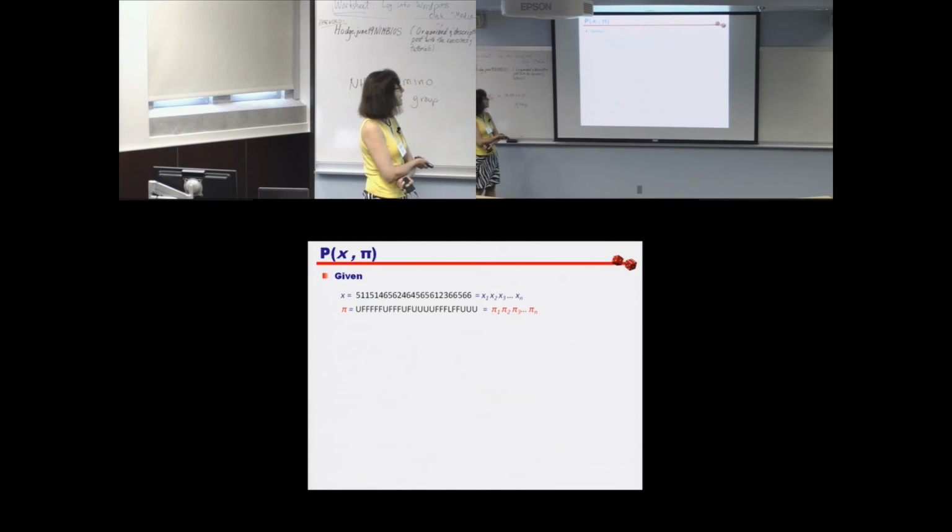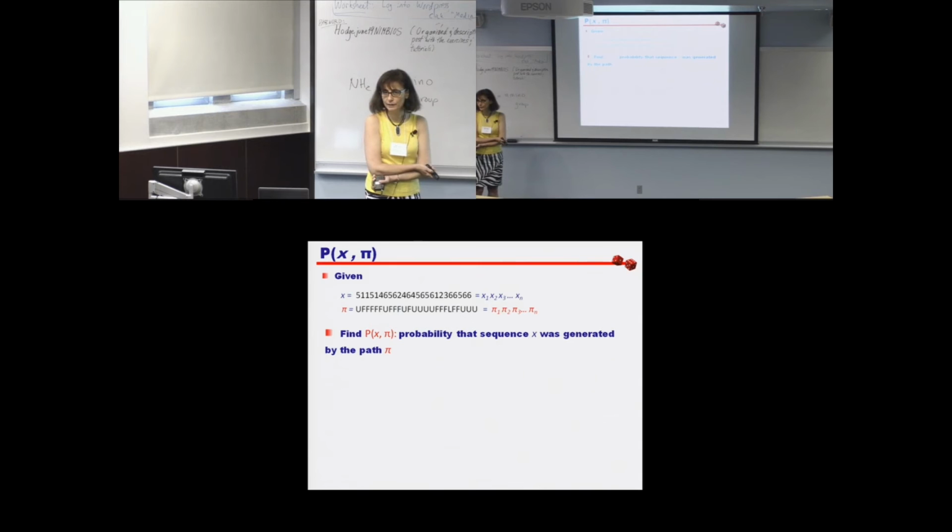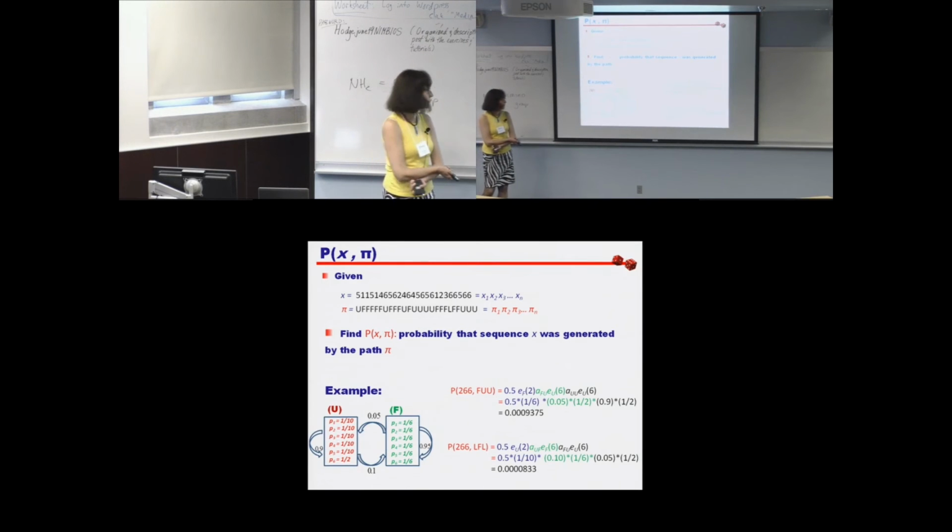All right. So let's look at some questions. Let's say I know both x and pi, both the known and the hidden sequence. How can we compute the probability that the observed sequence x is generated by the hidden sequence pi? That's now a fairly easy problem. And here is an example. So this is a straightforward problem.